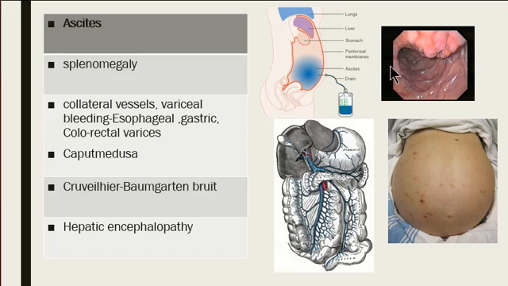These are esophageal varices, right? So you can see that the veins are dilated and these are more prone to bleeding. The next one we have is Caput Medusae.